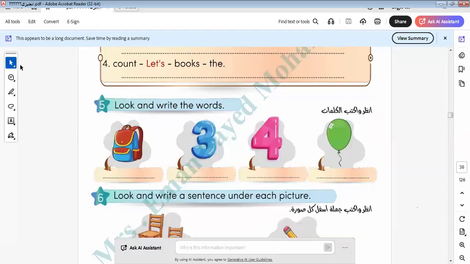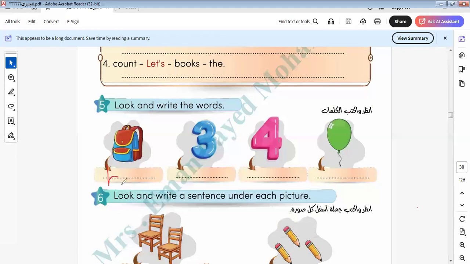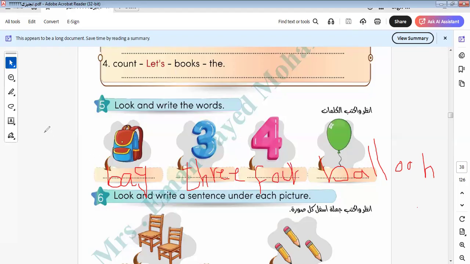Here we have bag. Here we have 3. Here we have balloon. Here is balloon, here is 4. Let's continue the rest of the unit.